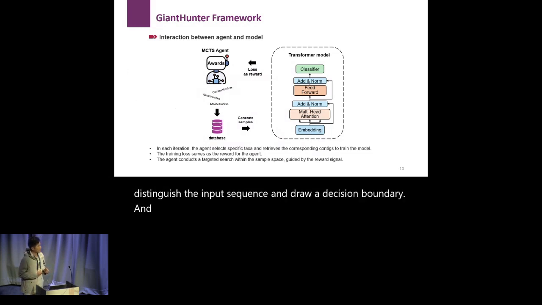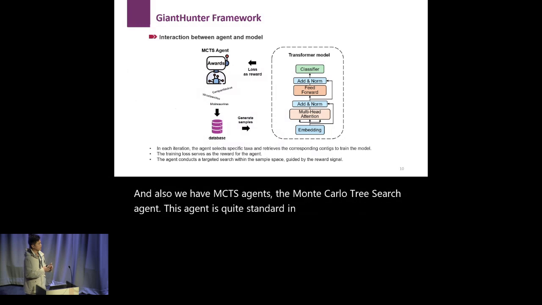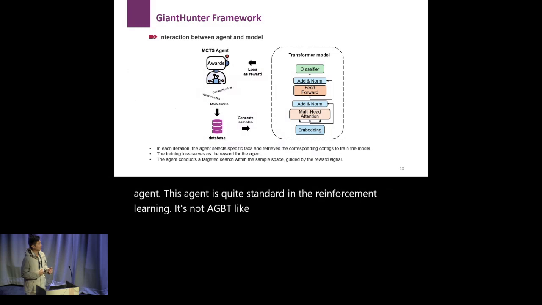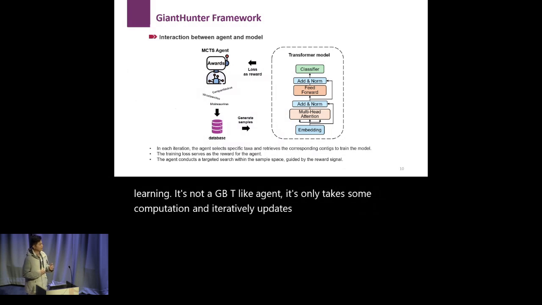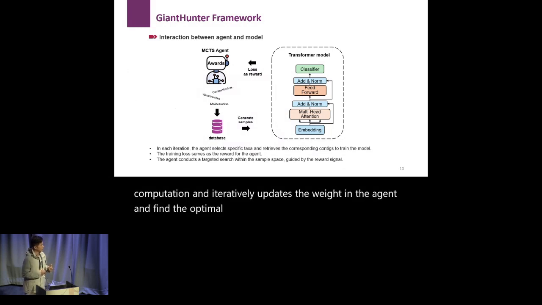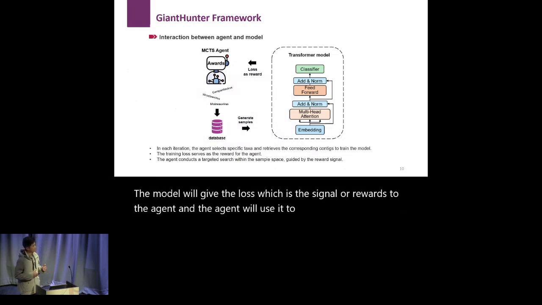And also we have the MCTS agent, the Monte Carlo tree search agent. This agent is quite standard in reinforcement learning. It's not a GPT-like agent. It only takes some computation and iteratively updates the weights in the agent and finds the optimal solution. So the model will give the loss, which is the signal or reward to the agent, and the agent will use it to select the hard cases from the database and then generate new samples for training.